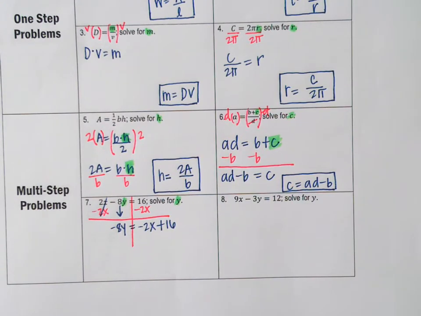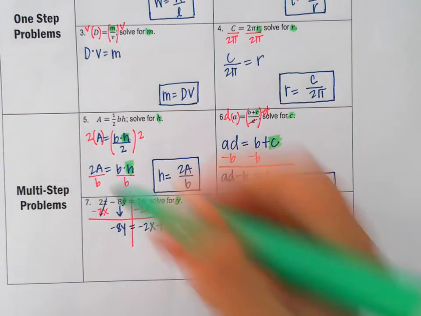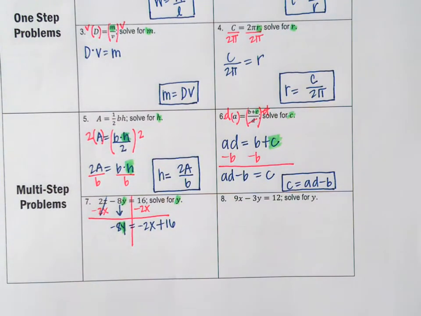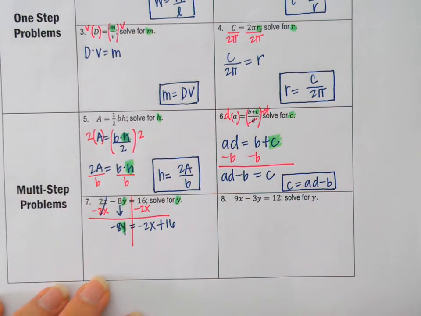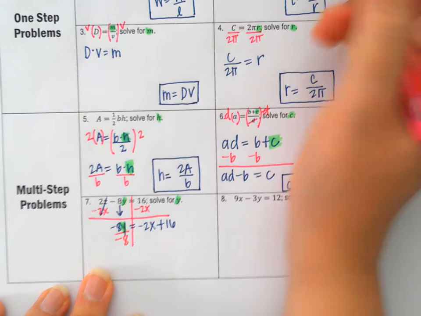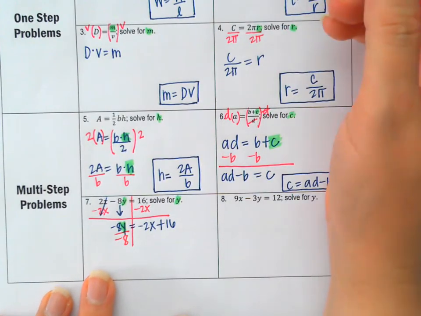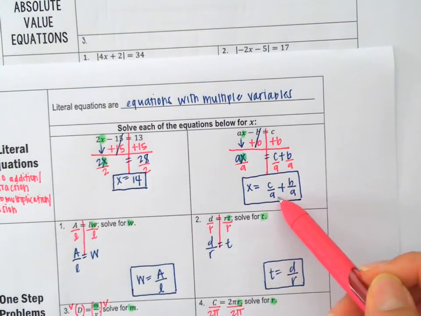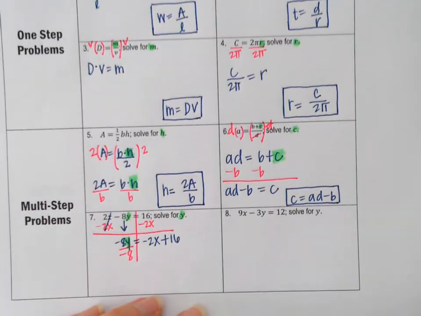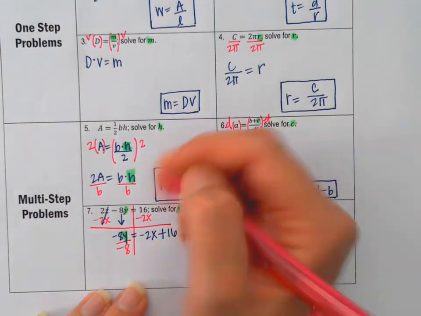Okay, I still need to get my y by itself. So to get the y by itself, that negative 8 is right next to it. When it's right next to it, it means that it's multiplying. So to undo multiplication, I would divide. Divide everything through, just like I did on this first example that we did up above. I divided everything through by 8. Here, I'm dividing everything through by negative 8.